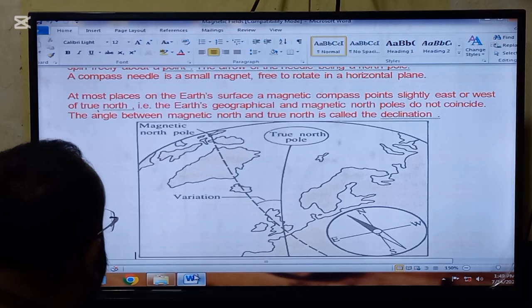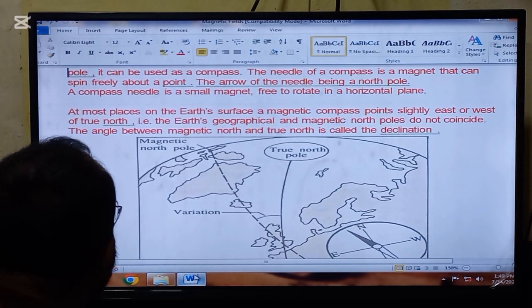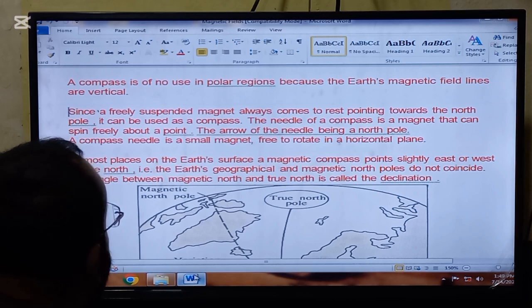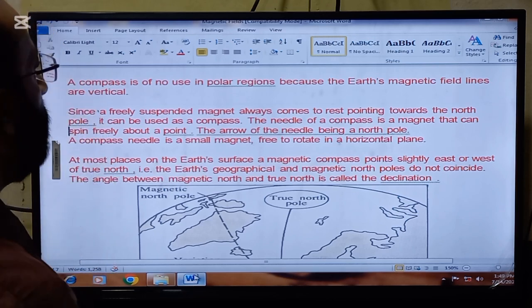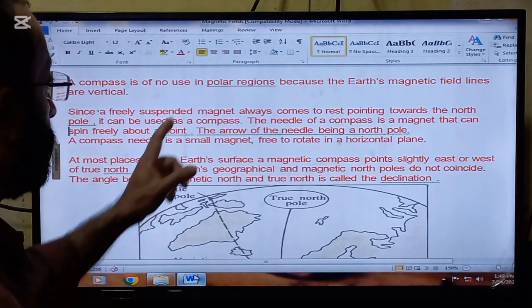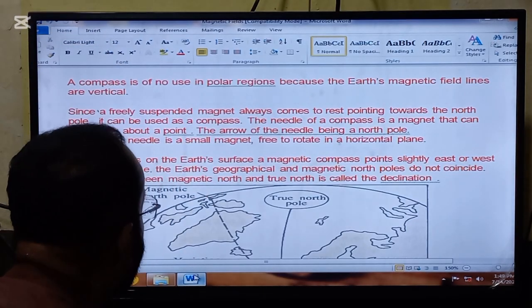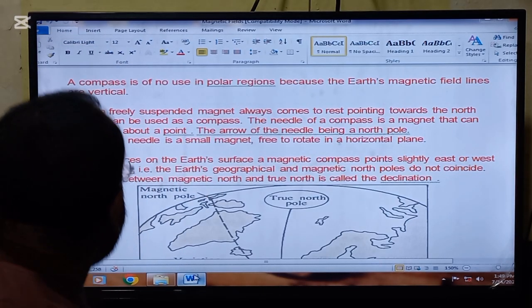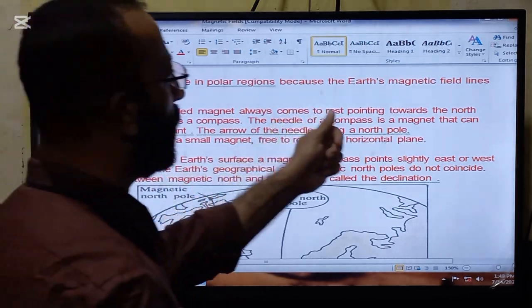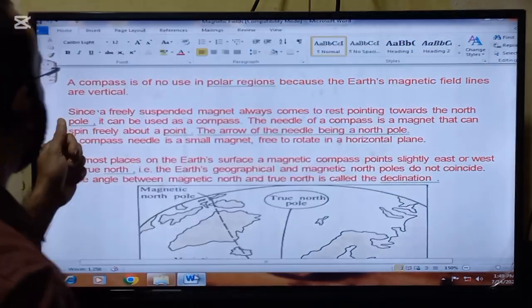A compass is of no use in polar regions because the Earth's magnetic field lines are vertical. So this is a very important point to be noted. The compasses are of no use in the polar regions because the Earth's magnetic field lines are vertical there.